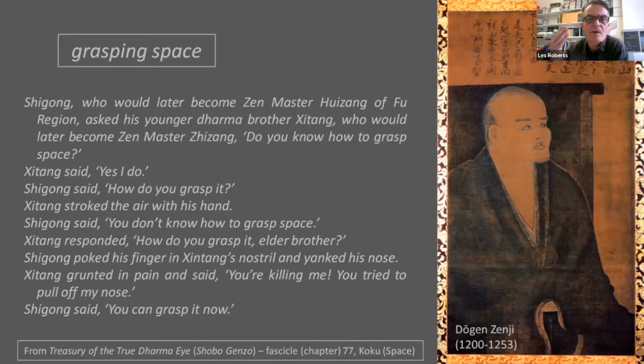Shigong asks Zitan, do you know how to grasp space? Zitan says, yes, I do. How do you grasp it? Zitan stroked the air with his hand. Shigong said, you don't know how to grasp space. Zitan responded, how do you grasp space, elder brother? Shigong poked his finger in Zitan's nostril and yanked his nose. Zitan grunted in pain and said, you're killing me. You're trying to pull off my nose. Shigong says, you can grasp it now.